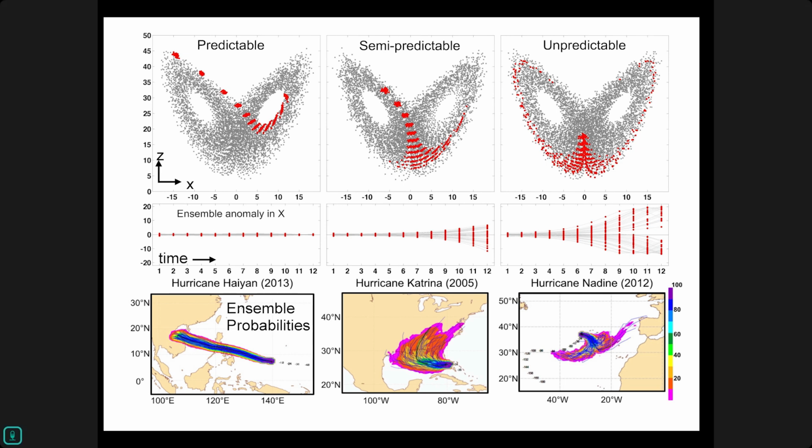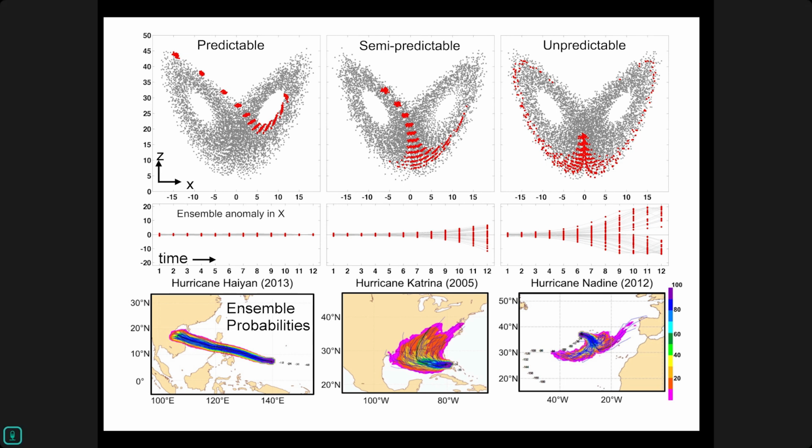Here, the anomaly grows in time. Initially, it's small, but eventually it grows. That shows that initially there is some predictability, or the uncertainty is less. Eventually, the uncertainty becomes large. And here, the uncertainty grows pretty much from when you start integrating the model. And this is seen even in real-world examples.